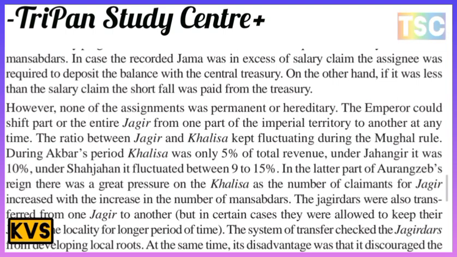The ratio between Jagir and Khalisa kept fluctuating during Mughal rule. During Akbar's period, Khalisa was only 5% of total revenue. Under Jahangir, it was 10%. Under Shah Jahan, it fluctuated between 9 and 15%. In the later part of Aurangzeb's reign, there was great pressure on the Khalisa as the number of claimants of Jagir increased with the increase in the number of Mansabdars.